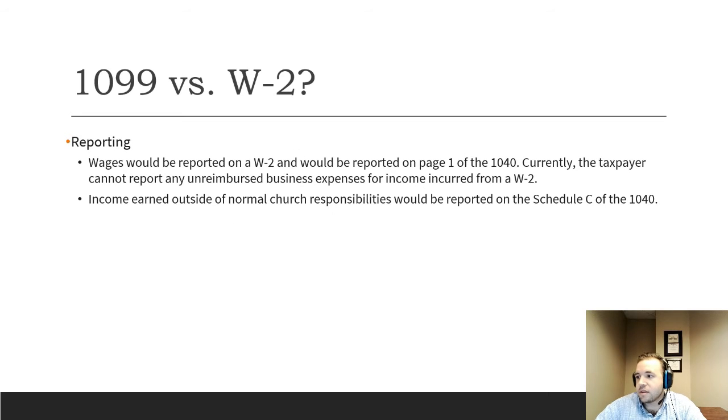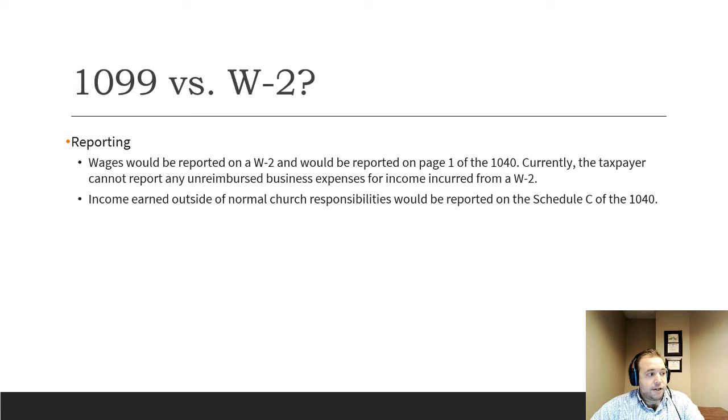So wages would be reported on the W-2 and would be reported on page 1 of the 1040 on line 1. Since the Tax Cuts and Jobs Act of 2017, any unrelated business expenses are not deductible for the employee. So you're not going to be keeping up with receipts or anything like that unless you're a part of an accountable plan where you get reimbursed.